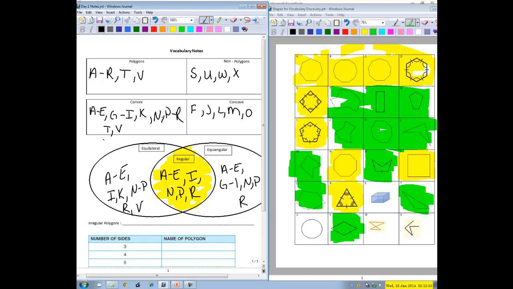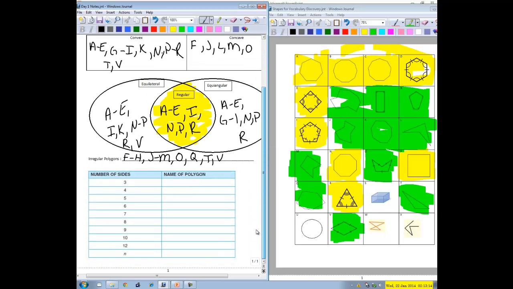So F through H, J through M, O, Q, T, and V are all irregular polygons. They do not have equal sides and they do not have equal angles.